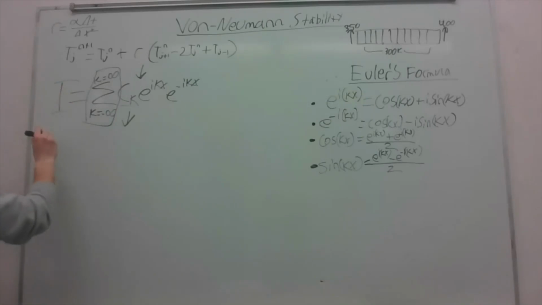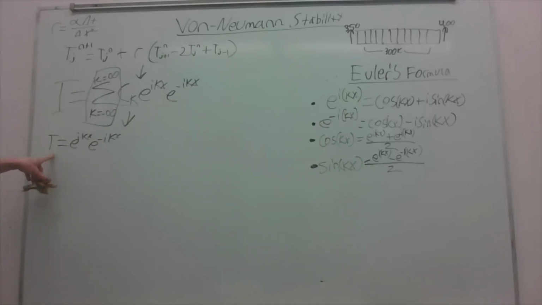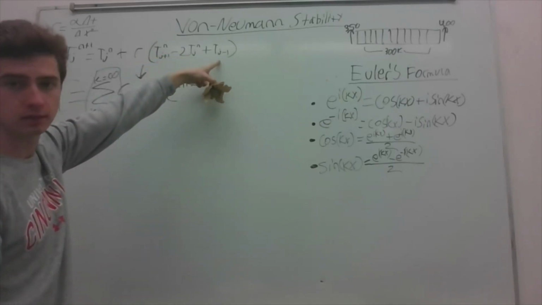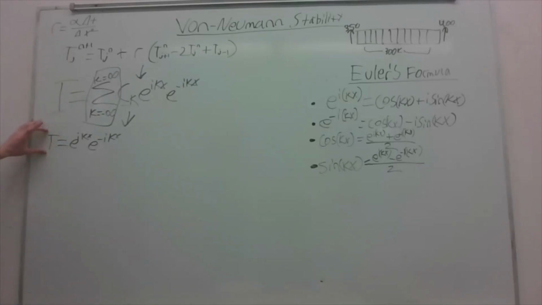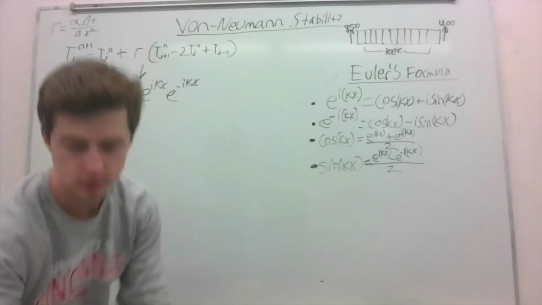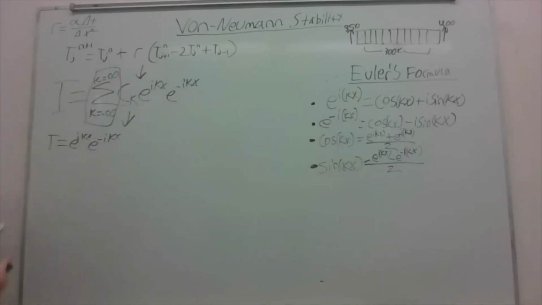Let's isolate T. T is going to equal e to the I k x times e to the negative I k x. Okay, so if T is equal to this, what does the T up here need to equal? What's this T? We need to incorporate the Taylor series expansion form of T into our heat diffusion equation in order to apply the von Neumann stability test. So let's do that. What is this T going to be, and the other T's? Well, let's figure that out.